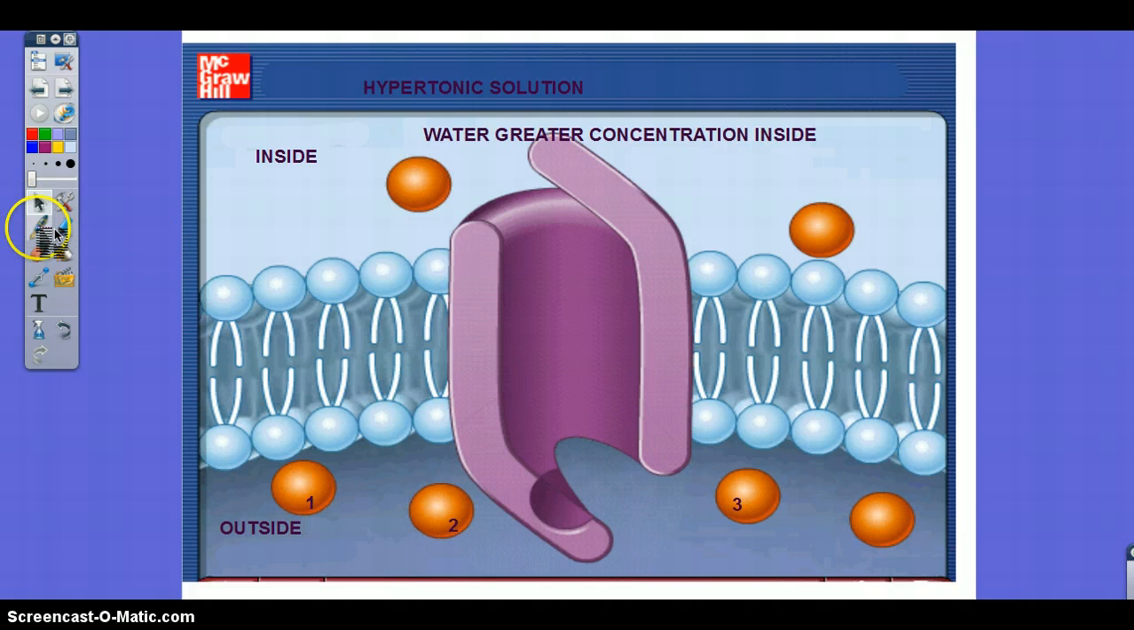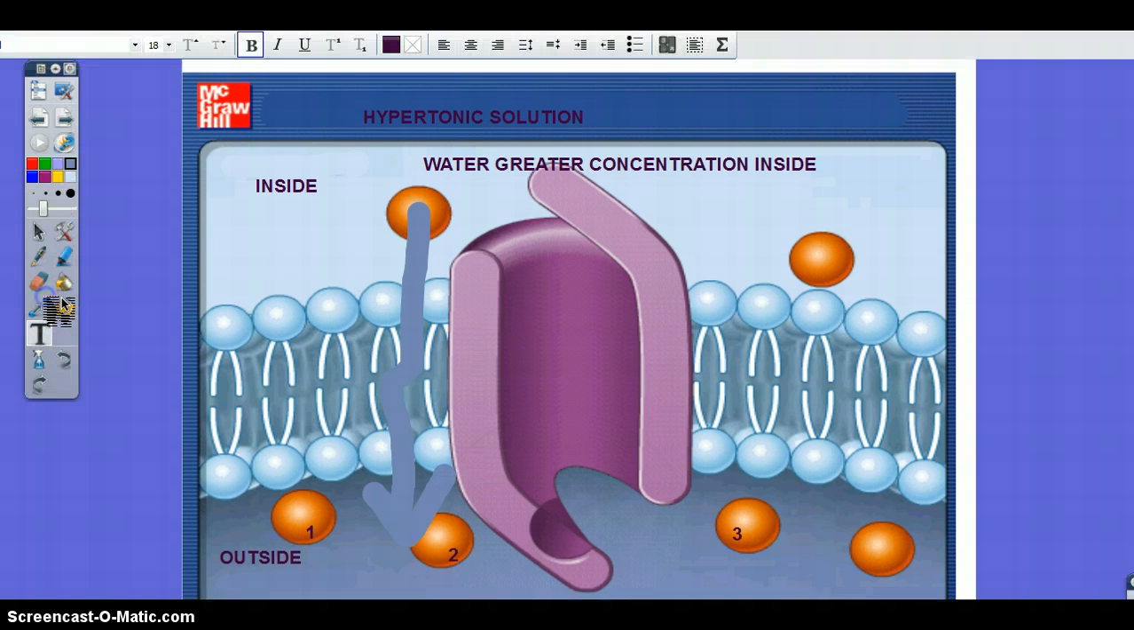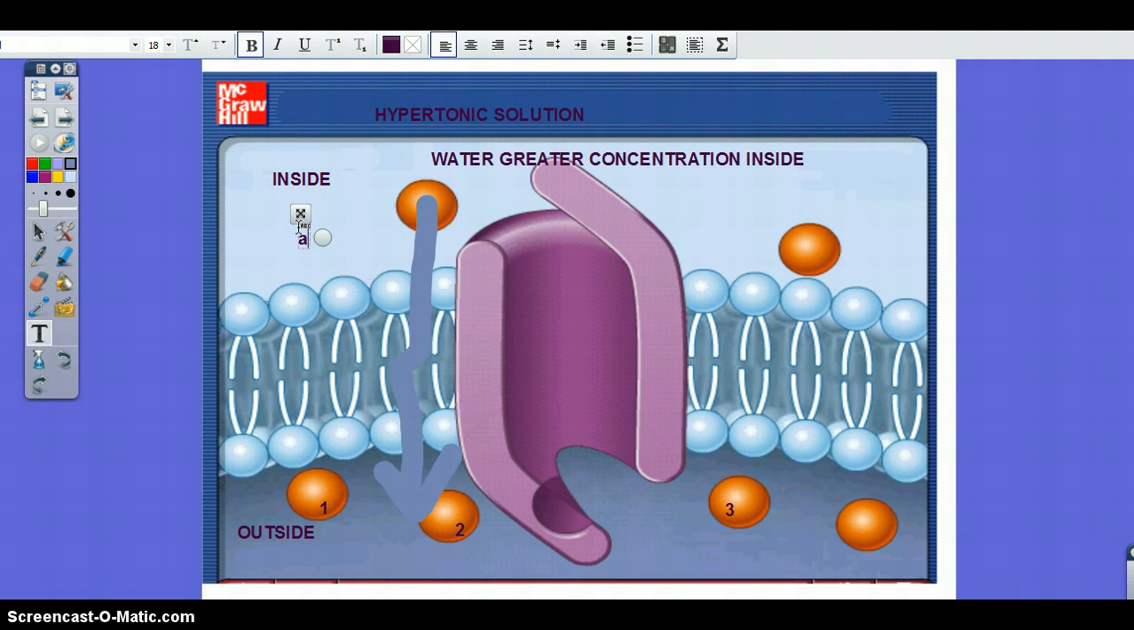Now, if I ask you a question, in which direction does solute move if this is active transport? You're going to say outside the cell, because active transport moves molecules from an area of low to high. If I ask you in which direction does water move, we're going to say water also moves out, because water always moves from an area of high concentration to an area of less concentration. And since the concentration is greater inside, water will move out.